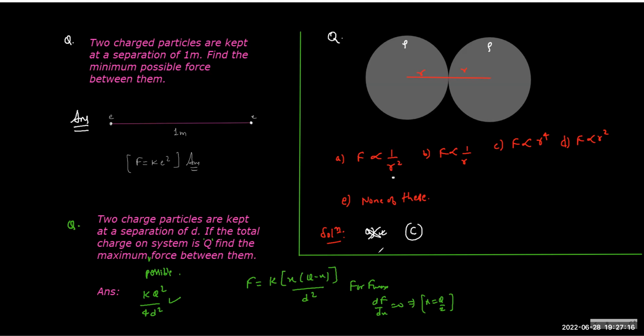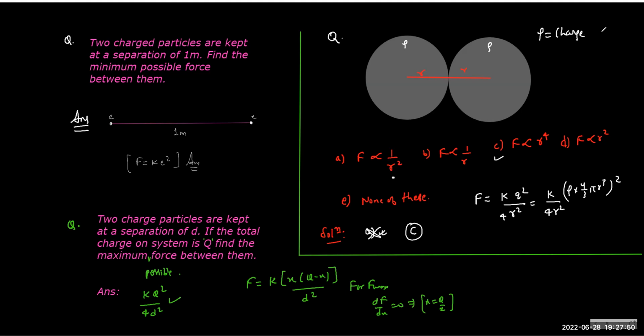Okay, the right answer is C. See, the force will be, how do we write it? K Q1 Q2, so it's K Q square upon R square. It's like 2R square, so you can say 4R square. But the charge is not given. What is given? Density. So rho into 4 by 3 pi R cube is the charge: density into volume. So rho is called the charge density.